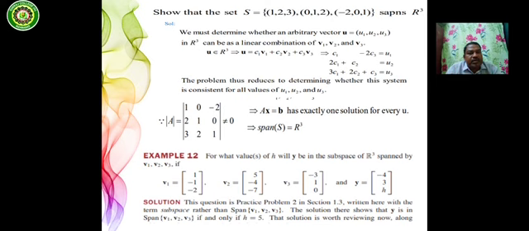Next problem: for what values of h will y be in the subspace of R3 spanned by v1, v2, v3? Here we write y equals C1 V1 plus C2 V2 plus C3 V3, and those equations are solved for C1, C2, C3. Then we get the value of h as 5.